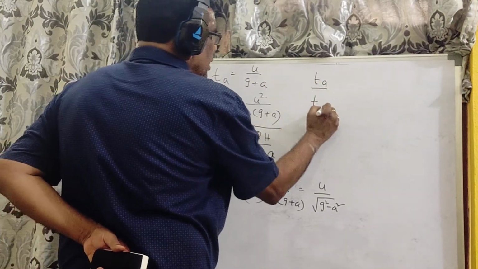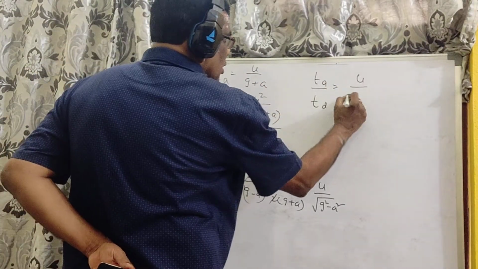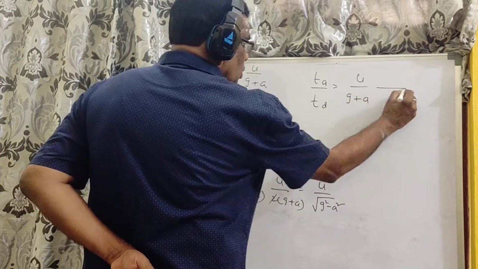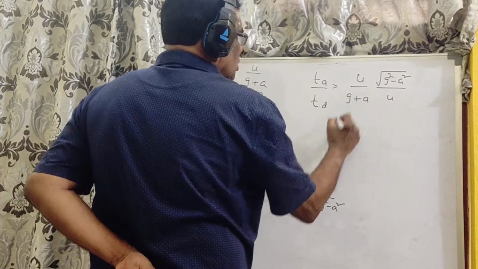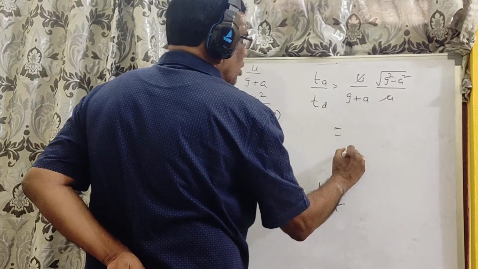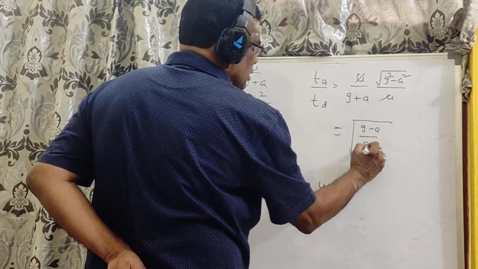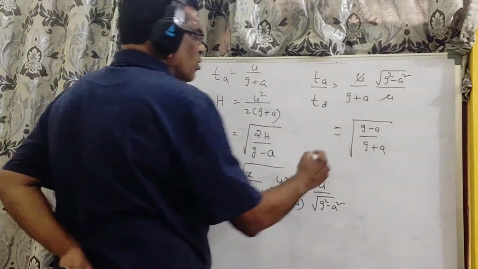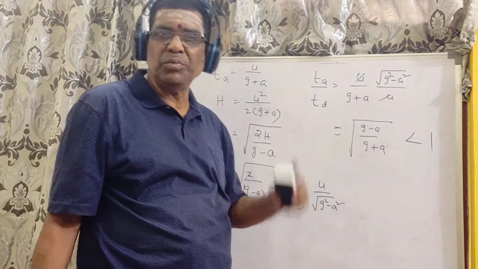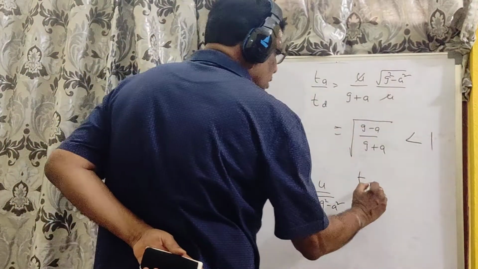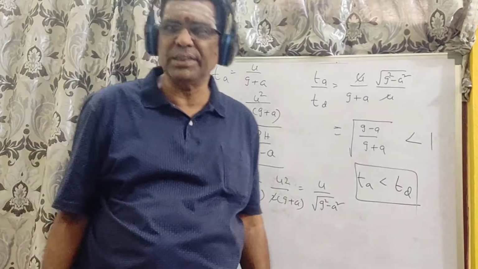We will take the ratio. What is TA upon TD? u by g plus a, right? And this is u by root of g square minus a square. So u gets cancelled. Now this will give rise to g minus a by g plus a, which is always less than 1, because numerator is less, denominator is more. Therefore, very simply you can give time of ascent is less than time of descent.